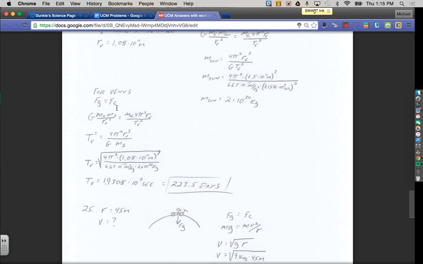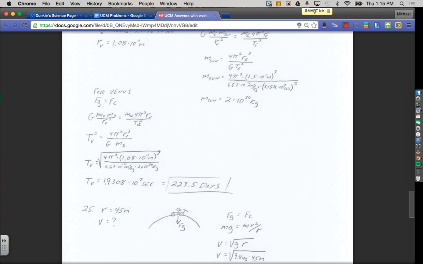Force of gravity is equal to the centripetal force. Now you could plug into the equation we have on your equation sheet for the time if you'd like. Again, I'm going to do it from scratch, which is Newton's law of universal gravitation. Big G, the two masses multiplied by each other, mass of Venus, mass of the Sun, divided by the orbital radius of Venus squared, is going to equal m 4 pi squared r over T squared. Mass of Venus cancels out. I do not need it. And I'm going to be solving for the time.